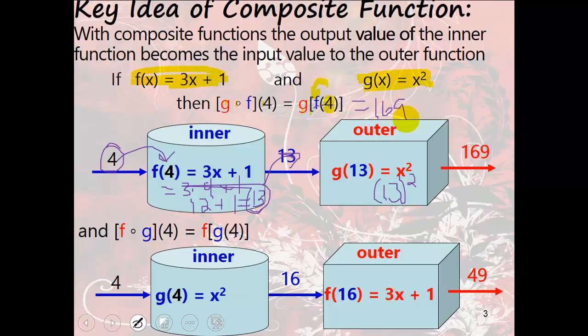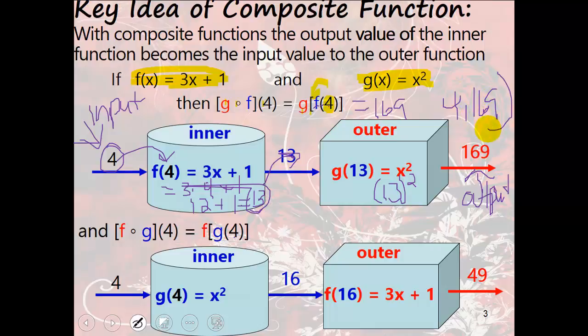And you can think of it as an ordered pair. My original input was 4, and my final output was 169. So it would be (4, 169).